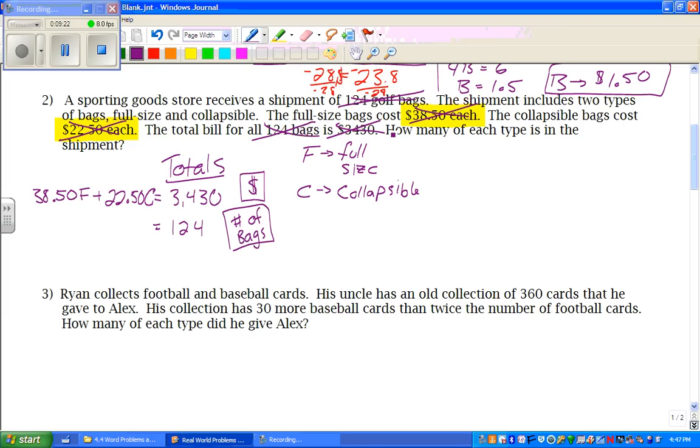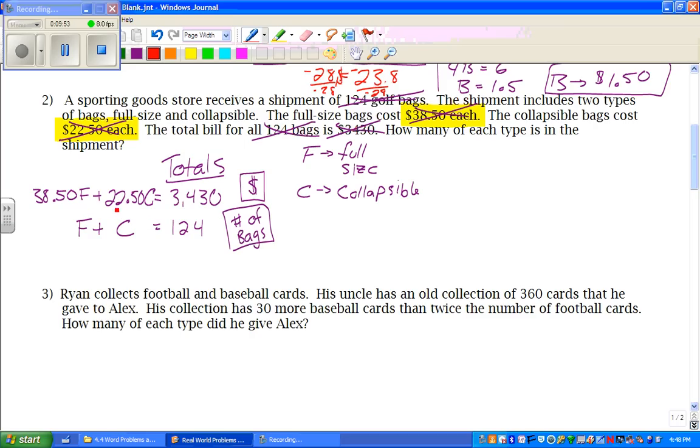But if you think about this, this is where that second equation needs to make sense to you. If you take the number of full-size bags and you add the number of collapsible bags, you should get a total of 124, which means the number of full-size bags plus the number of collapsible bags equals 124. This is the setup for these two equations. Okay? Now we go through and we just make sure we have opposites. So now it's just a solving problem.